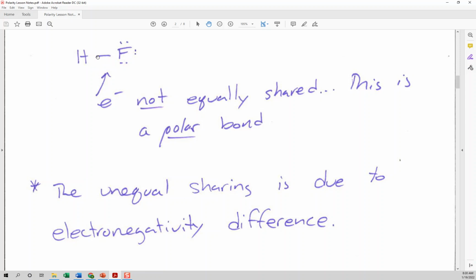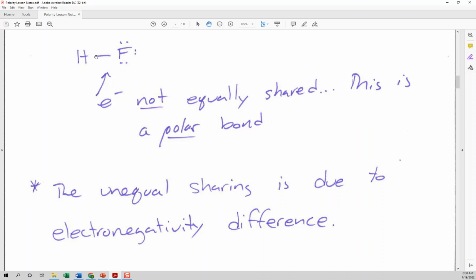As the electrons get pulled over this way, this side of the bond becomes negatively charged, right? Because electrons are negatively charged. So if electrons are hanging out over on this side more than they are on this side, this side is going to become negatively charged, and that means this side is going to become positively charged. And that's what polarity is, when you have oppositely charged sides to a thing.